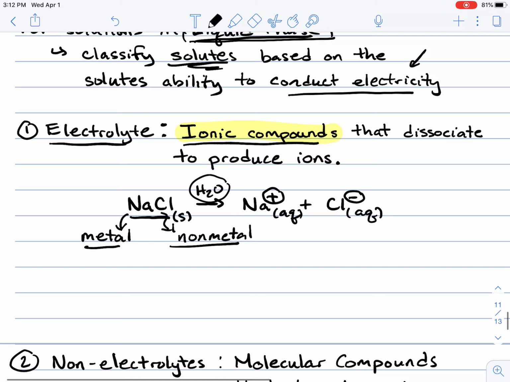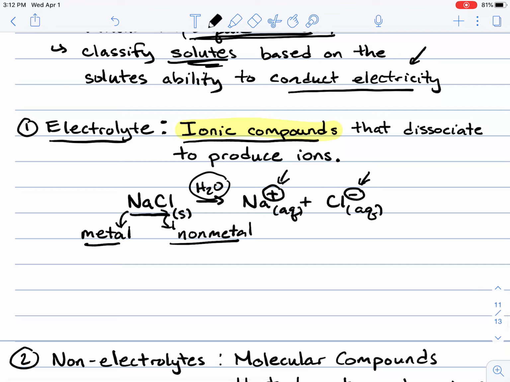Therefore, if you place it in, for example, water, it's going to dissociate to form the sodium ion, which has a positive charge, and the chloride ion, which has a negative charge. Once again, since you have full positive and full negative charges inside a liquid solution, it allows electricity to be conducted.